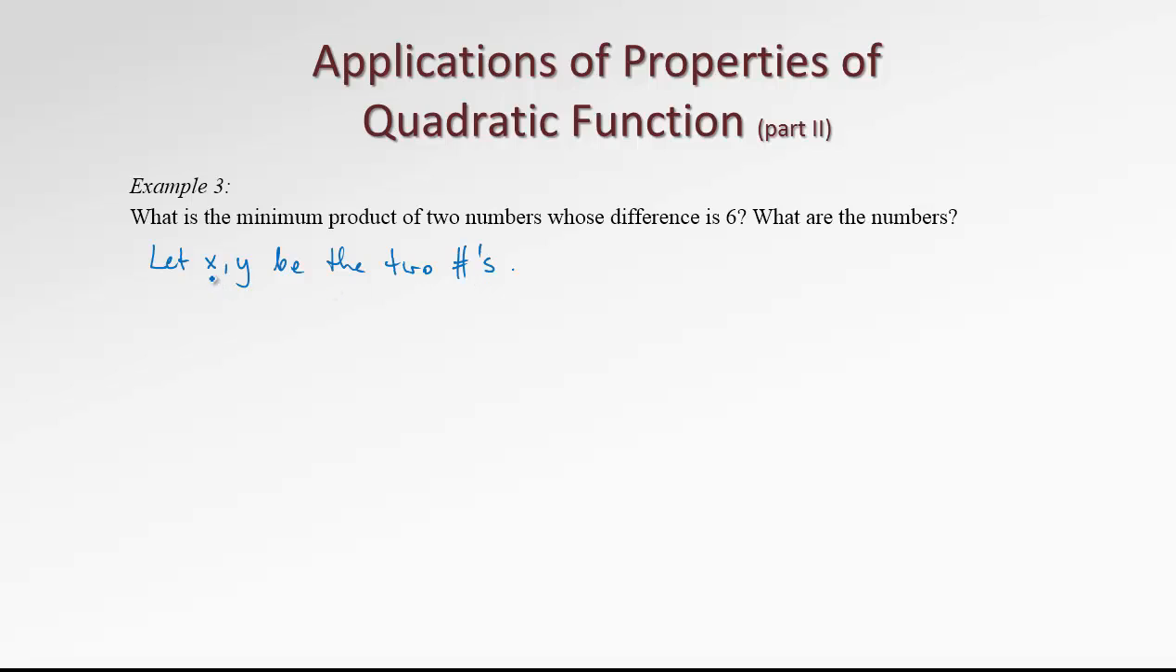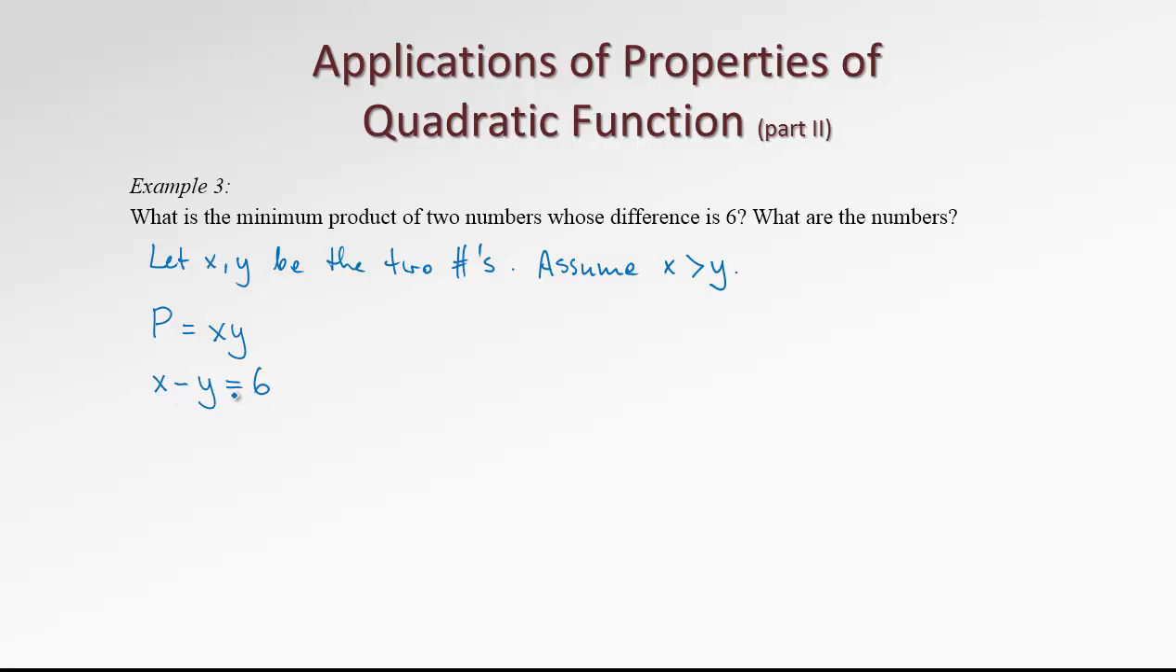Without losing generality, we can also assume that, for example, x is larger than y. Obviously, these two numbers are not equal because they differ by 6, right? So let's record the information that we have been given. We're looking for the product, so we're going to investigate the product, call it P, of x and y, knowing that the difference of these two numbers is 6. That means the larger number x minus the smaller number y is equal to 6.